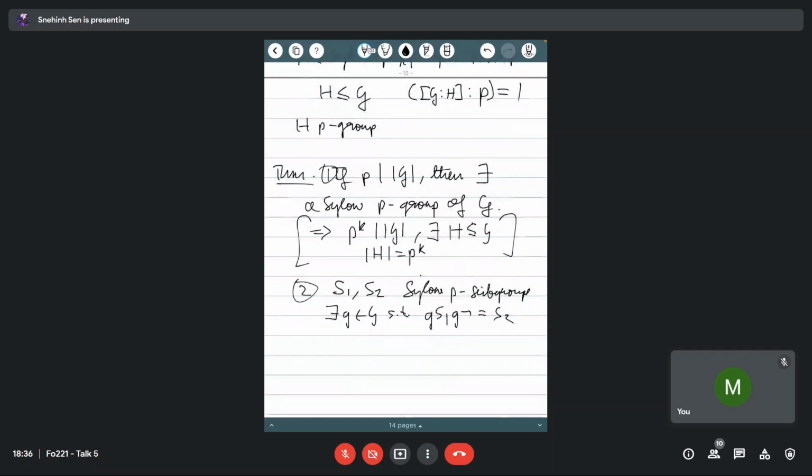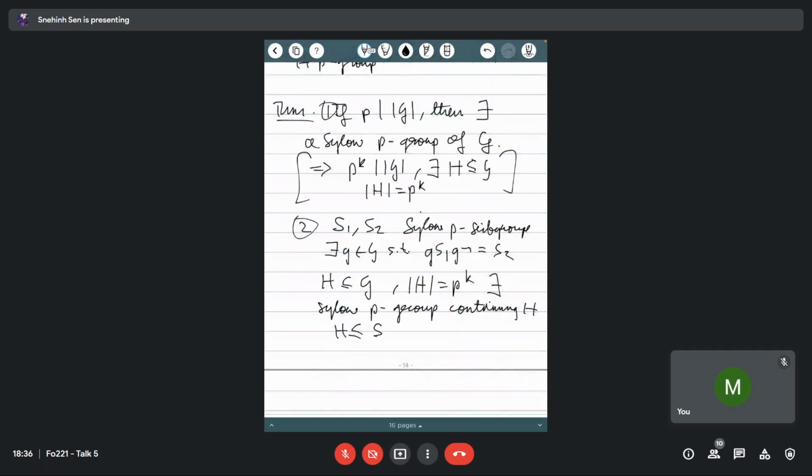And this has another related fact: given any H, a P subgroup, that is, H is a subgroup of G such that the order of H is P power K, there exists a Sylow P group containing H. That is, H is less than or equal to S for some Sylow P group. So any P group is contained in a larger Sylow P group. That's actually remarkable. Without assuming anything, you are showing that Sylow P groups exist, and also that any P group is contained in a Sylow P group.